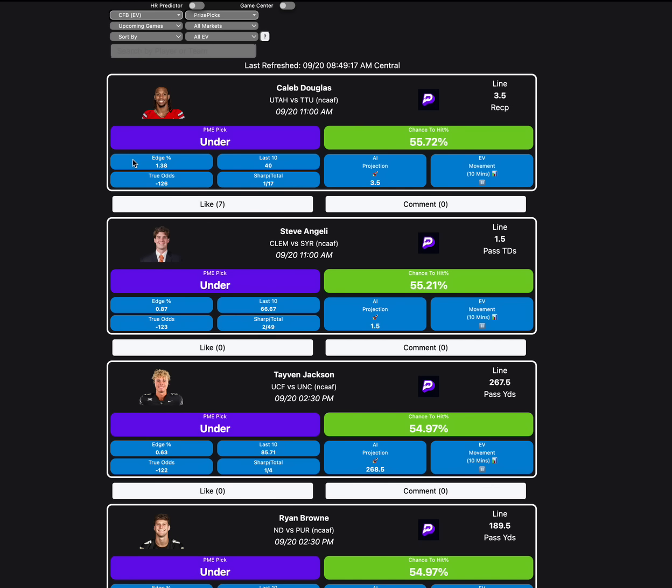We're going to look at positive edges. All right? So Caleb Douglas, under 3.5 receptions at a 55.7 chance to hit. Positive 1.38 edge percent. Minus 126 are the true odds.